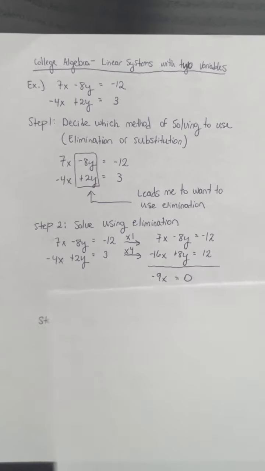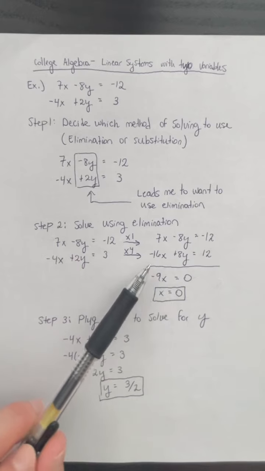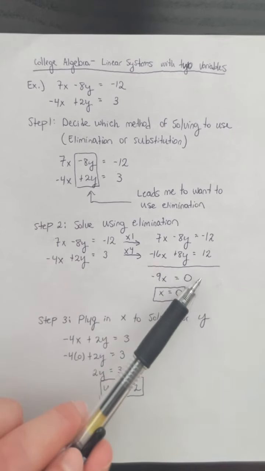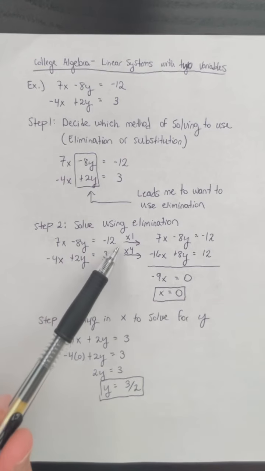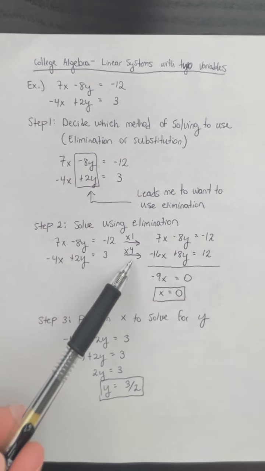So the next step is we want to solve using elimination. And like I said earlier, all we have to do is multiply this second equation by 4, and it will give us a new equation which will cancel out the y terms. So the top equation we'll just multiply by 1, keeping it the same. The bottom equation we'll multiply by 4.